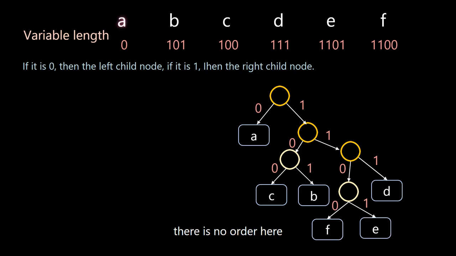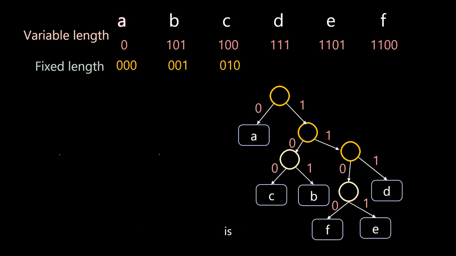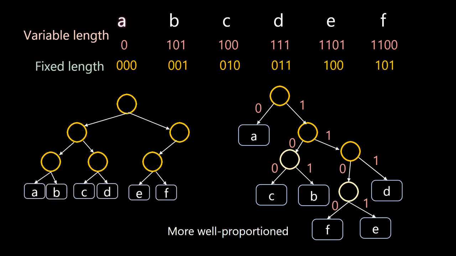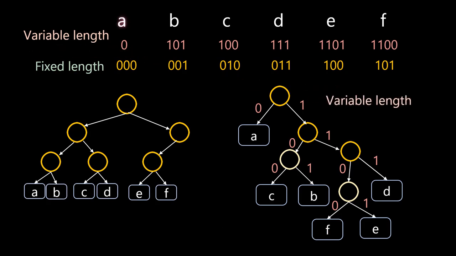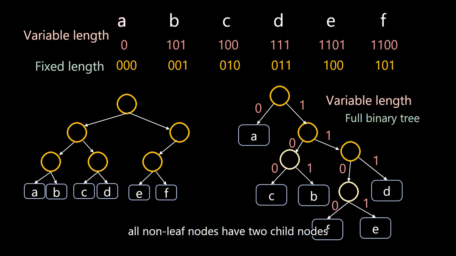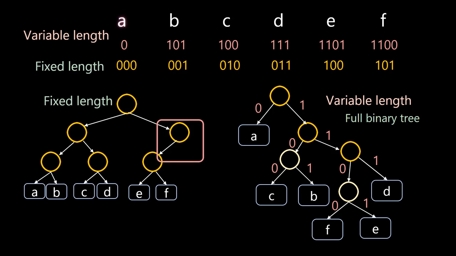However, there is no order here, so it is not a binary search tree. The tree for the fixed length code looks like this, more well proportioned. As you can see, the variable length code tree on the right is a full binary tree, that is, all non-leaf nodes have 2 child nodes. The fixed code tree on the left is not a full binary tree, because a node has only 1 child node.